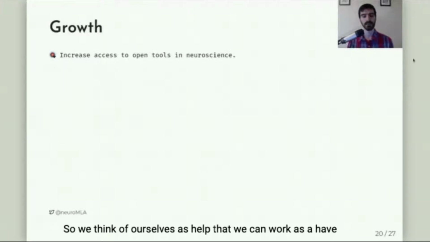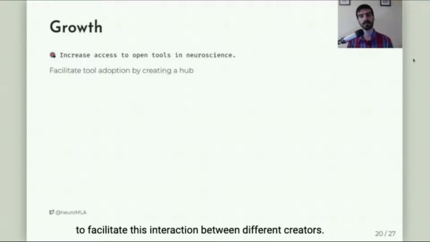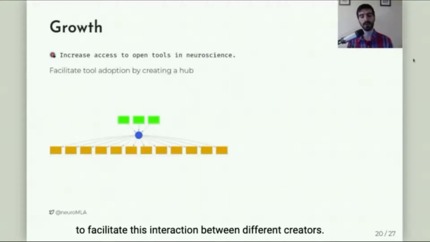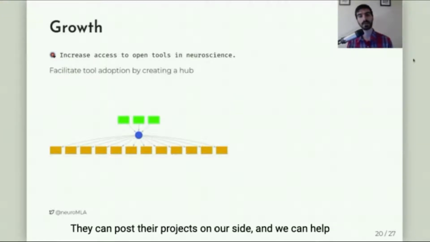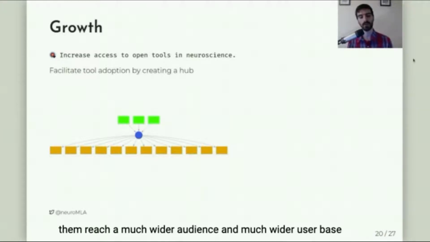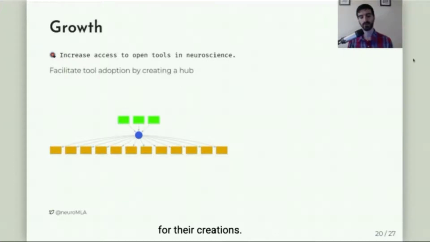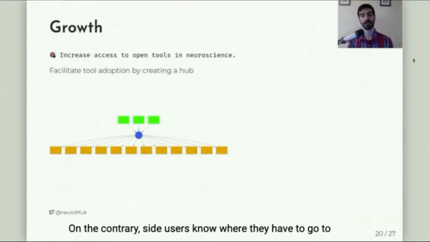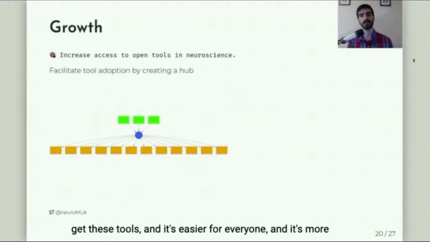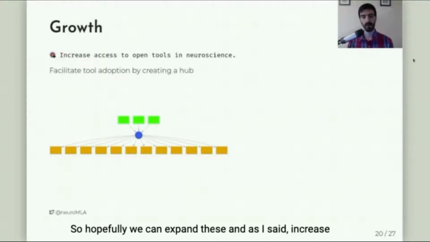So we think of ourselves as a hub that can facilitate this interaction between different creators, who can post their projects on our site, and we can help them reach a much wider audience and user base for their creations. On the other side, users know where they have to go to get these tools, and it's easier for everyone and more of a fluid system. So hopefully we can expand this and, as I said, increase access to open tools in neuroscience.